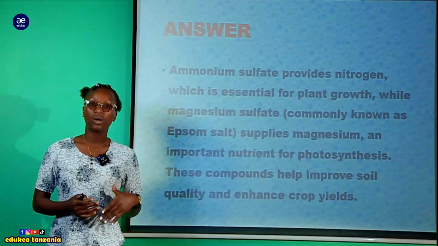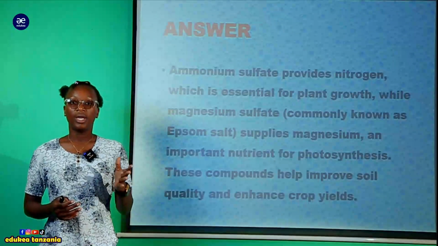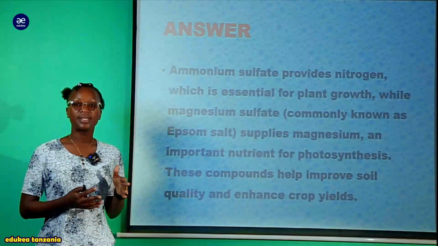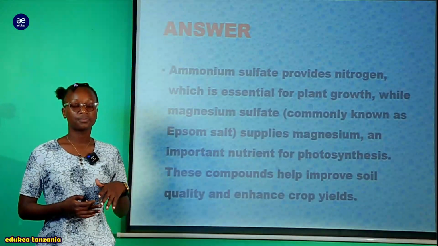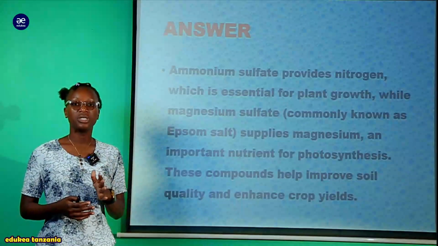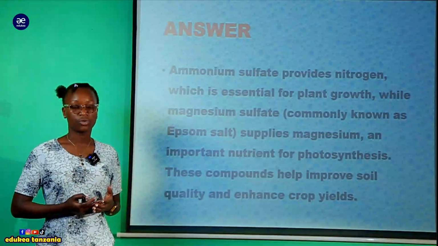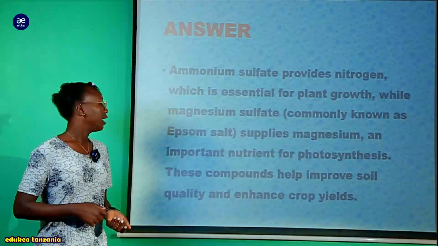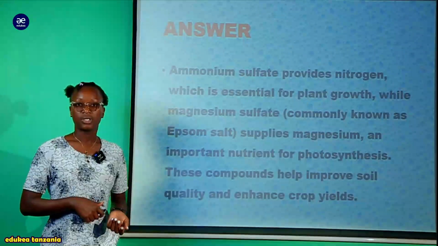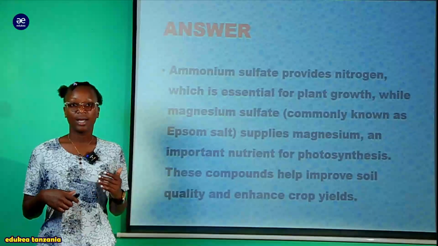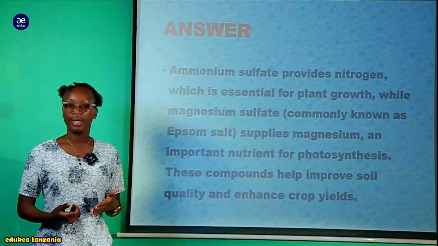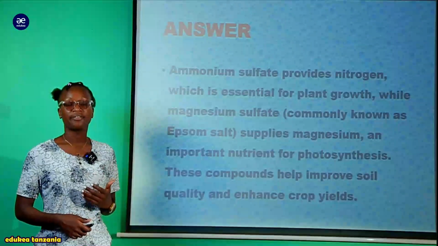Kwa hiyo sometimes mtu anakuagiza kind of fertilizer, those farmers which deal with this na hizi growers and so forth. Kwa mtu unakuta anaagiza the Epsom salt. Sasa Epsom salt katika chemical name is magnesium sulfate.